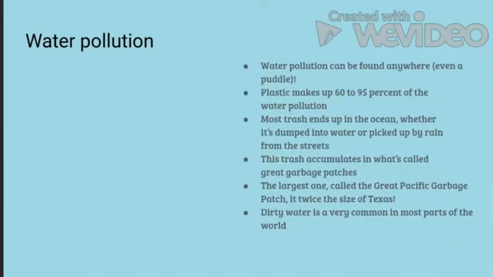Plastic makes up to 60 to 95% of water pollution. Most trash ends up in the ocean, whether it's dumped into the water or picked up by rain from the streets. This trash accumulates in what's called the Great Garbage Patches. The largest one, called the Great Pacific Garbage Patch, is nearly twice the size of Texas. Dirty water is very common in most parts of the world.